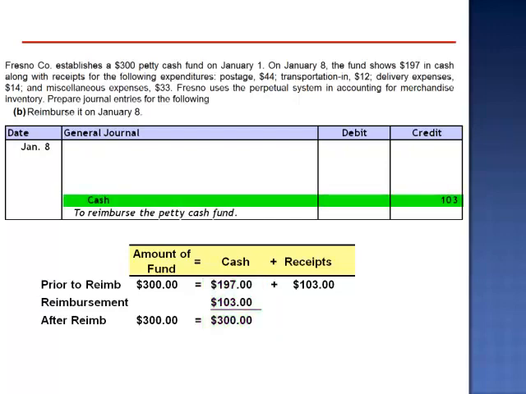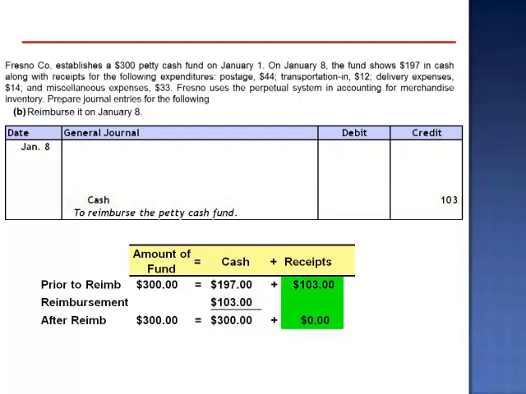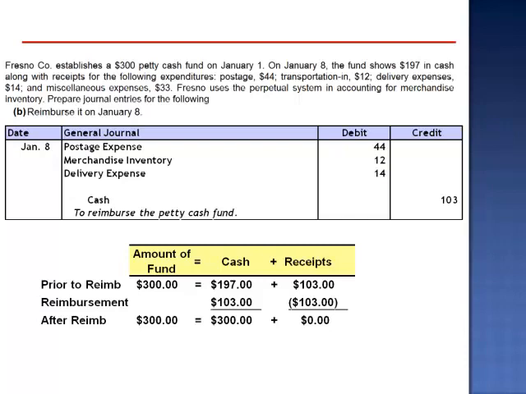We'll credit cash for $103. And after reimbursement, we won't have any receipts. We're going to reduce the amount of the receipts to $0. We'll prepare a journal entry based on those receipts, debiting postage expense for $44, debit merchandise inventory for $12, because remember, in the perpetual inventory system, incoming freight charge is debited to the inventory account. Debit delivery expense for $14 and miscellaneous expense for $33.